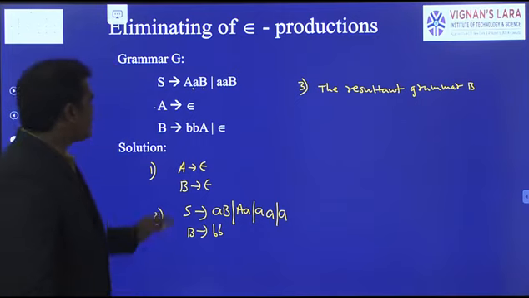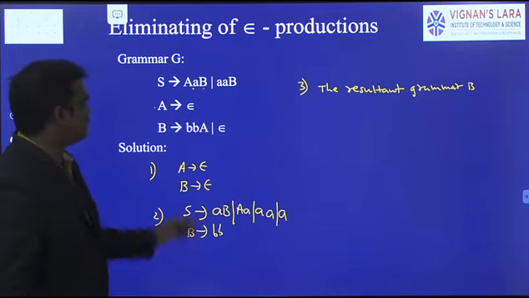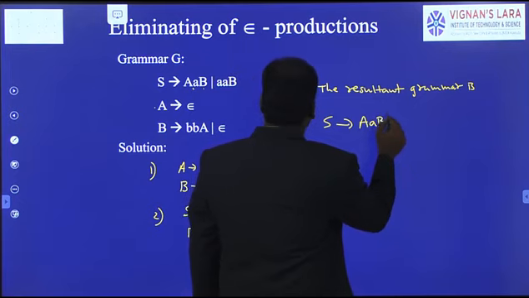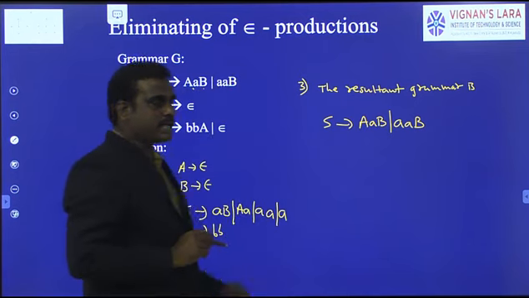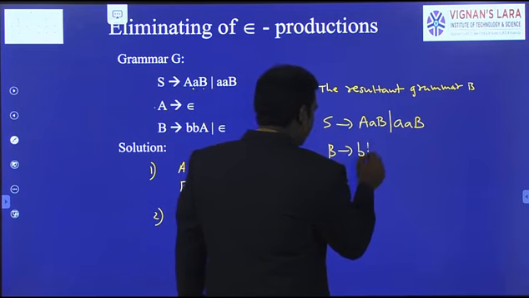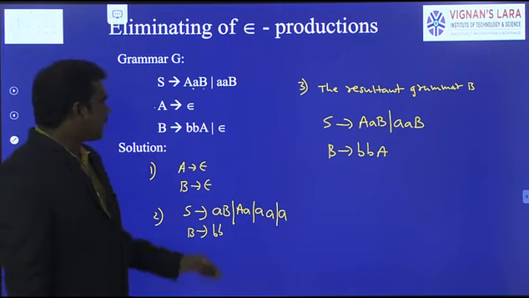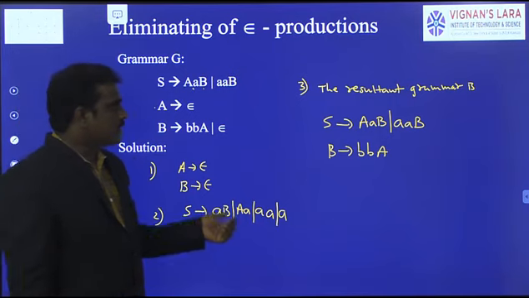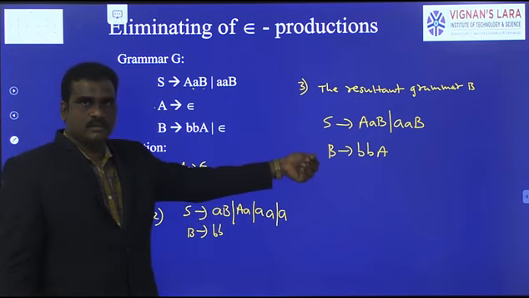First write the given grammar as it is, except epsilon productions. So S to AAB. A to epsilon is the epsilon production, so no need to write this production. Next, B to BBA, and no need to write the epsilon productions. So instead of these two, we can include the step 2 result. In this grammar, we are adding these productions to this grammar.